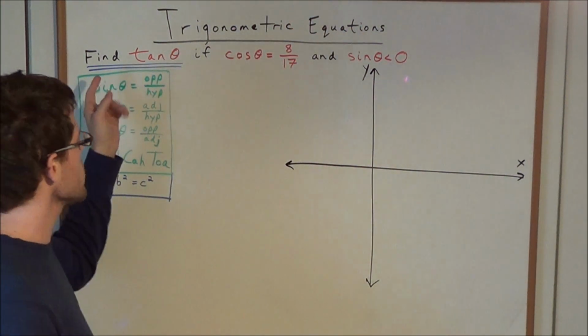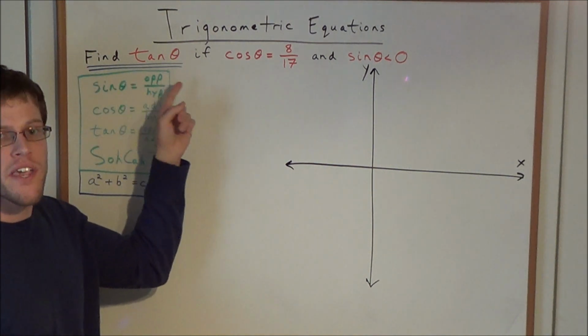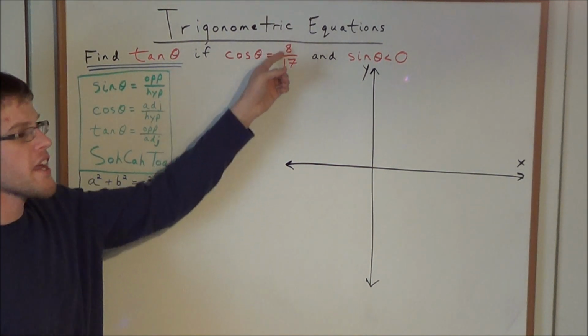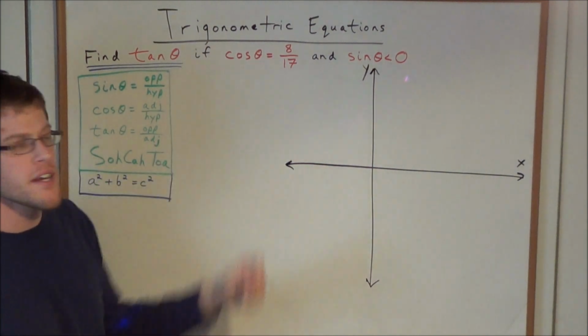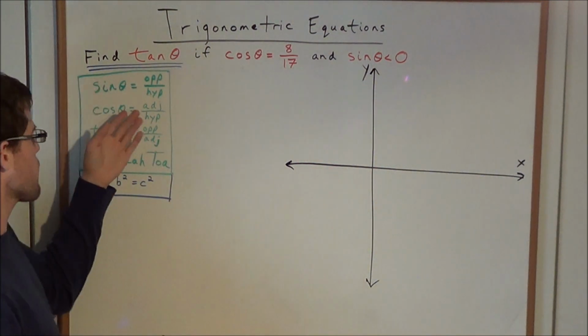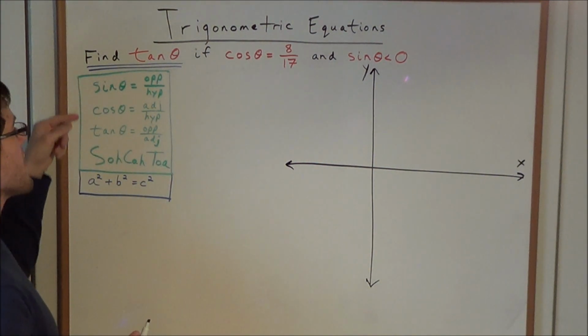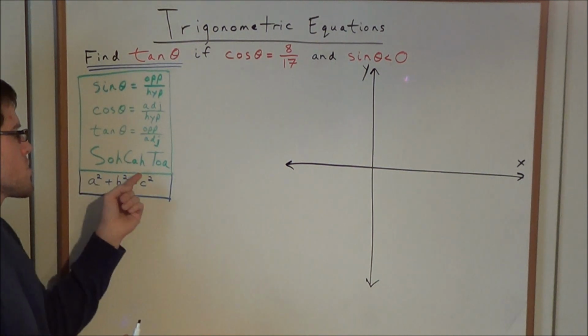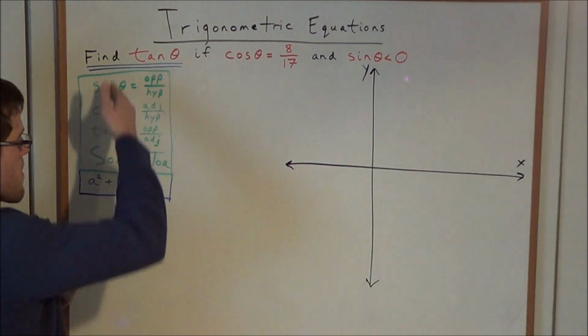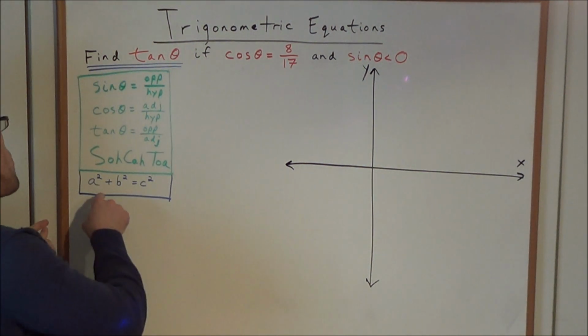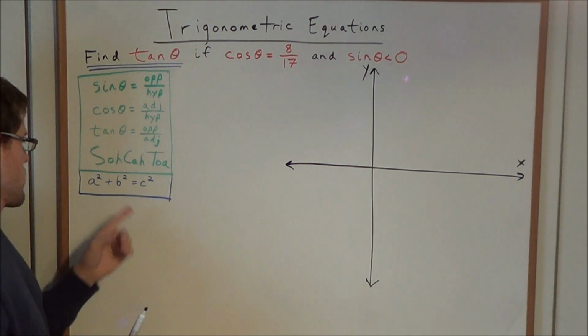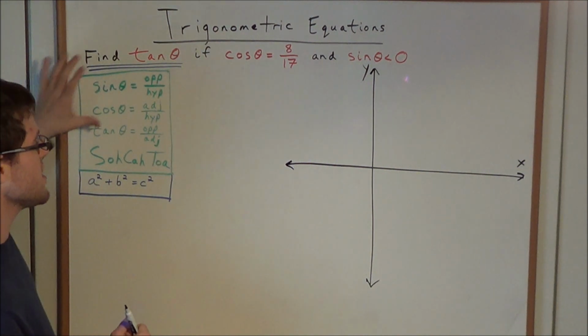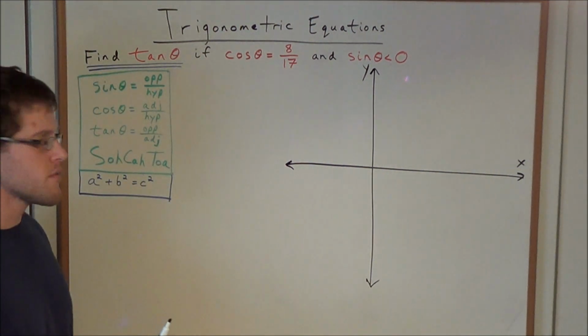In particular, I want to look at the question: find tangent theta if cosine theta equals 8 over 17 and sine theta is less than 0. For this problem I have a table of the basic trigonometric functions and their definitions, as well as the SOHCAHTOA mnemonic, which is a really useful way to remember these definitions. We also have the Pythagorean theorem listed right here. We're going to need all of this information to solve this problem.